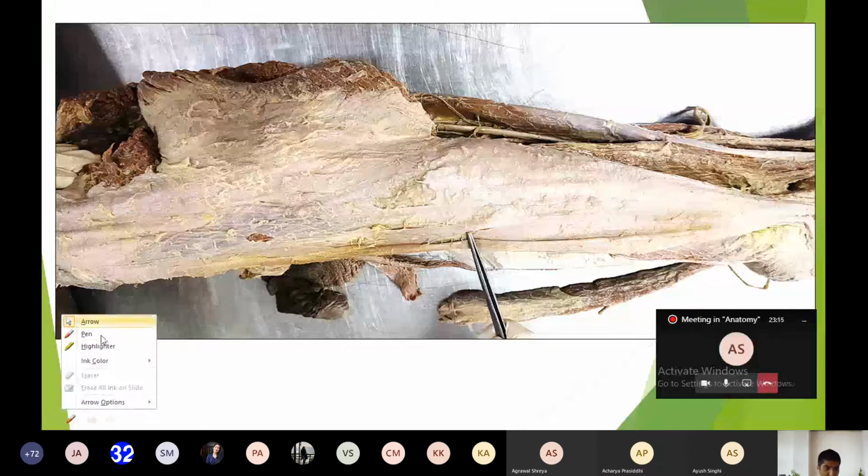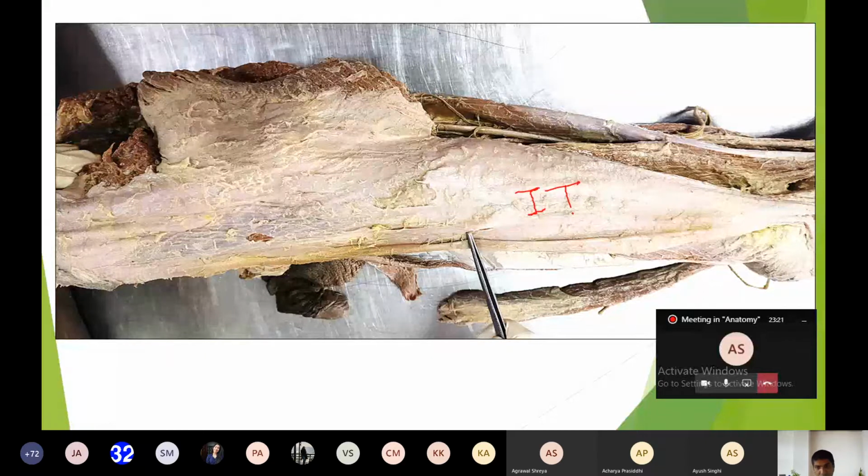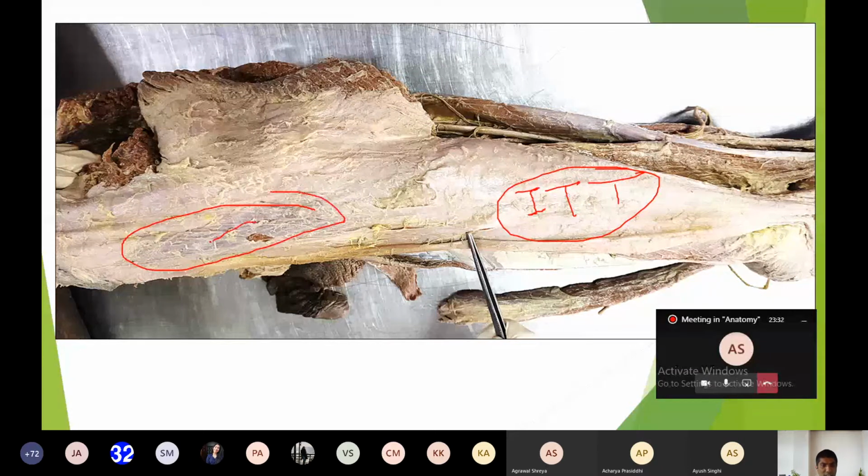Here is a very good view of the iliotibial tract. You can see. See here, this one is the iliotibial tract, and the muscle lying within the upper part of the iliotibial tract, you can see the gray structure here. Here some part is opened. See, this muscle is the tensor fascia lata. Tensor fascia lata. Okay.